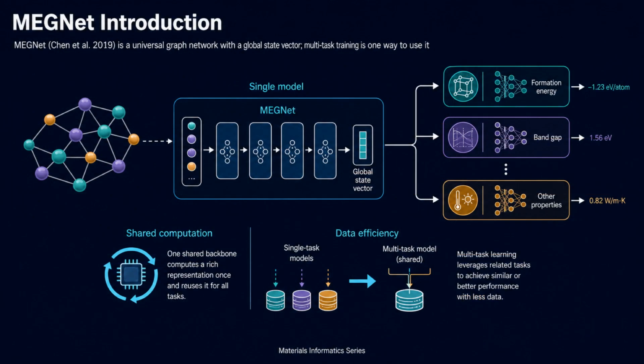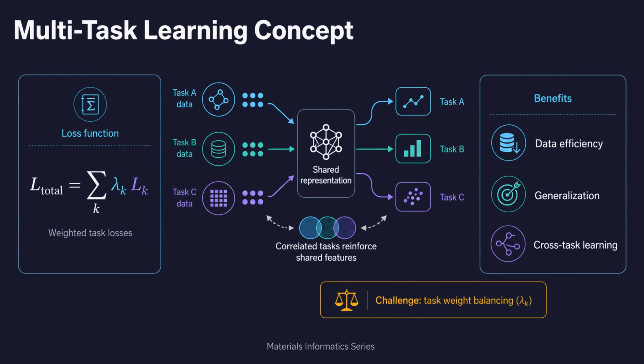Let's now examine MagNet, which takes a different hybrid approach through multitask learning. Multitask learning simultaneously predicts multiple properties using shared representations. The total loss is a weighted sum of individual task losses. This approach improves data efficiency since correlations between tasks provide additional training signal. It also improves generalization by leveraging cross-task patterns. The key challenge is setting appropriate task weights lambda k to balance different loss scales.